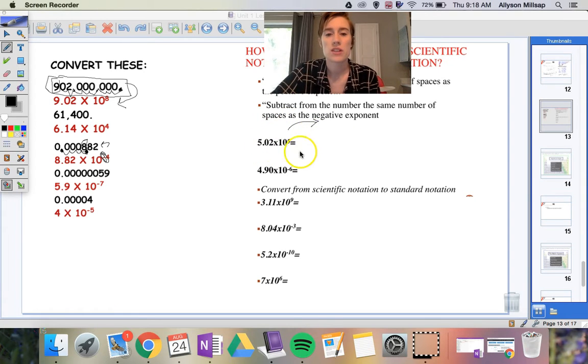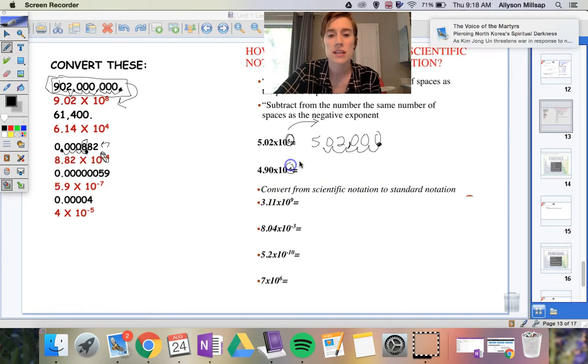This one I think is easier. This positive 5 means I add 5 spaces. So the decimal was here. So 1, 2, 3, 4, 5. Now I put the decimal here. So it's 502,000.